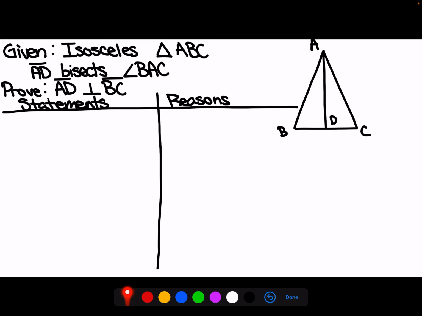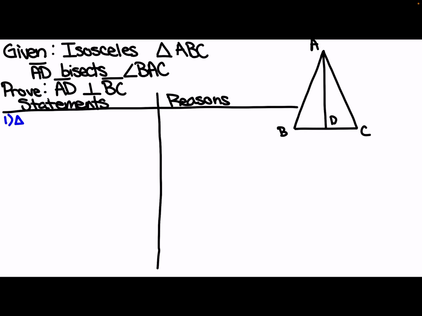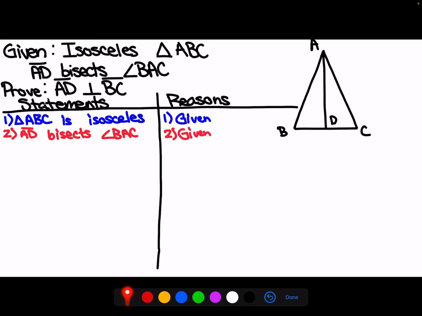So to get started with this, of course, we're going to start by labeling out our given information. Triangle ABC is isosceles, and AD bisects angle BAC. That's both given to us. Now, focusing in on isosceles.